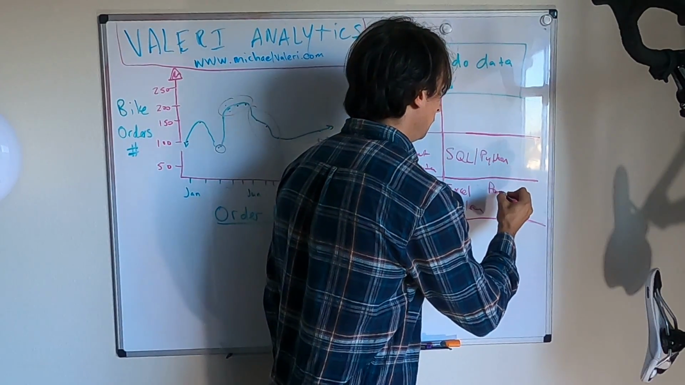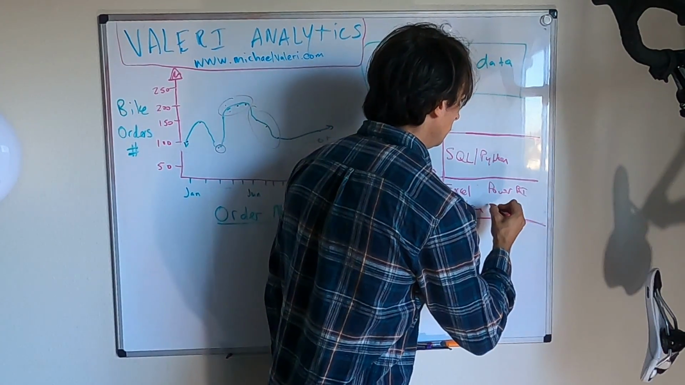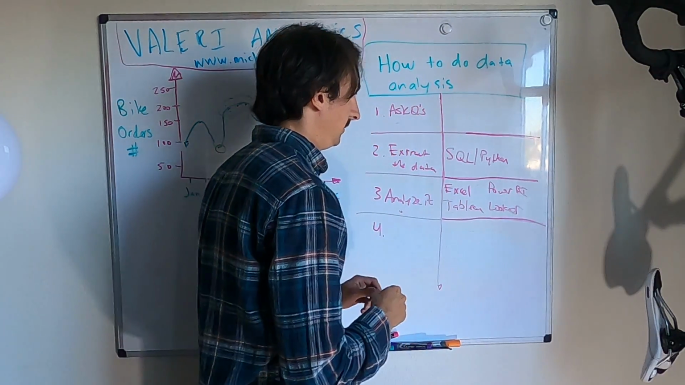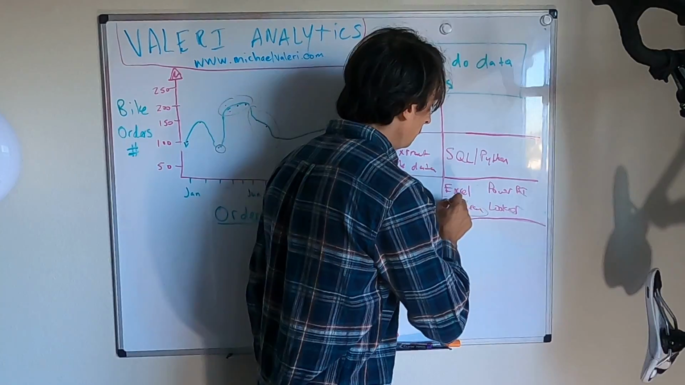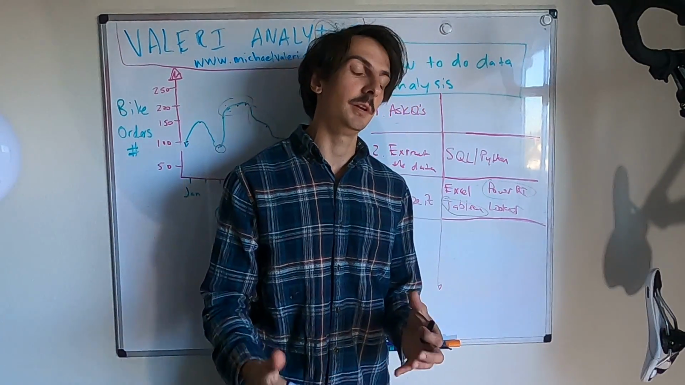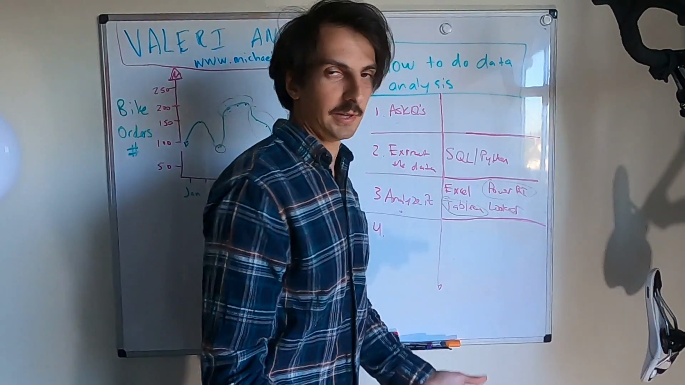Excel, Tableau, Power BI. Maybe use something like Looker. This is how I like to think of these analysis tools, right? Tableau and Power BI, these are like the Pepsi and Coke of the analytics world. And then Looker is probably like Fago.